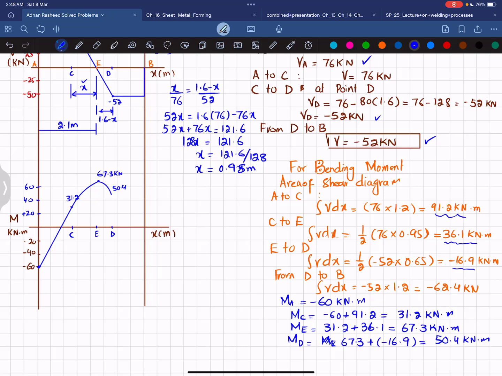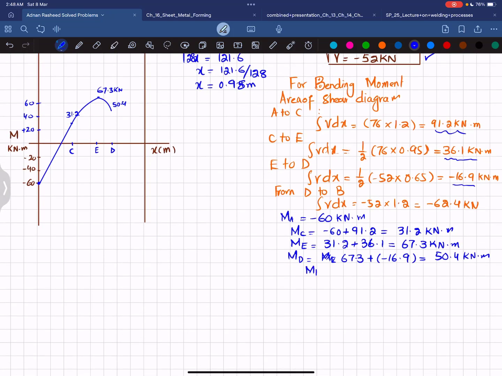Okay. And for the last area, the moment at point B is equal to the moment at point D, which is 50.4, plus the area under the shear force diagram from D to B, which is minus 62.4 kilonewton-meter. That will give you minus 12 kilonewton-meter. So it will bring it to minus 12. So minus 12 will be somewhere here at this point. You can see this minus 12 will be somewhere here.